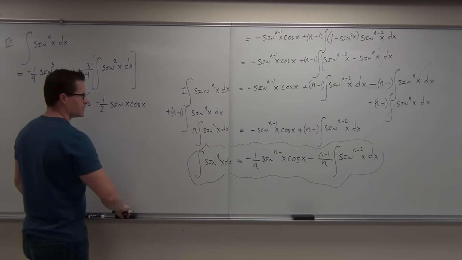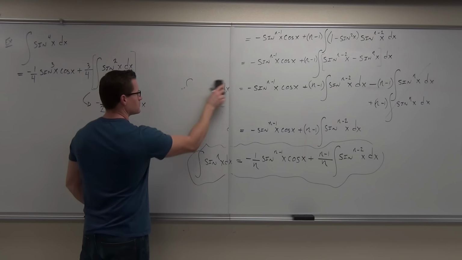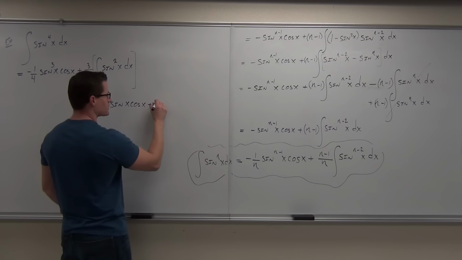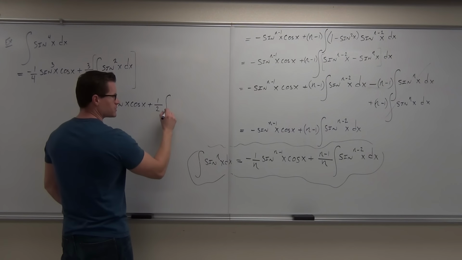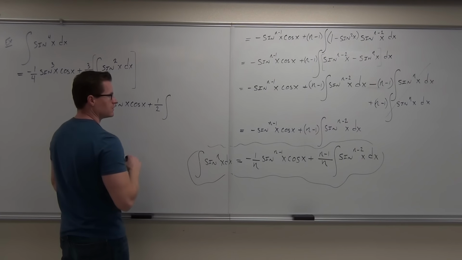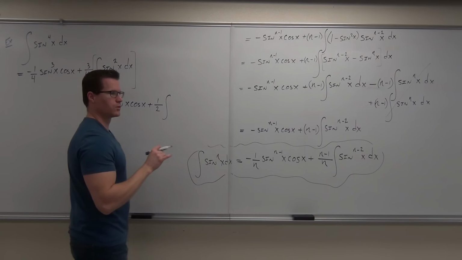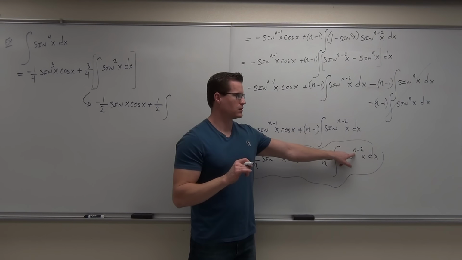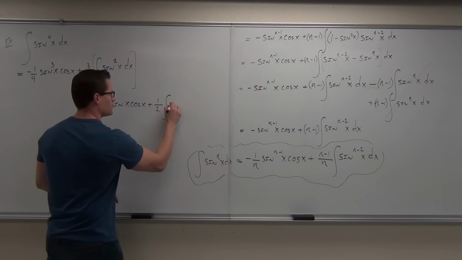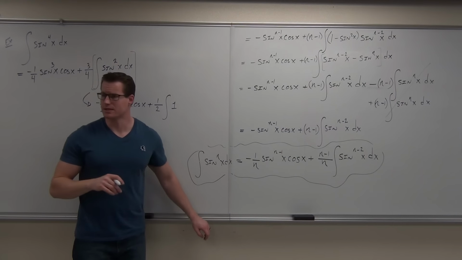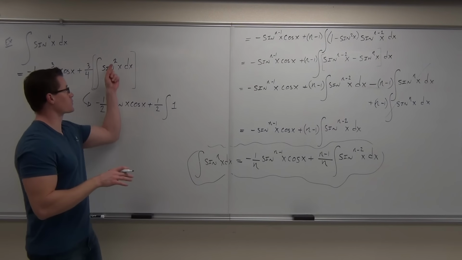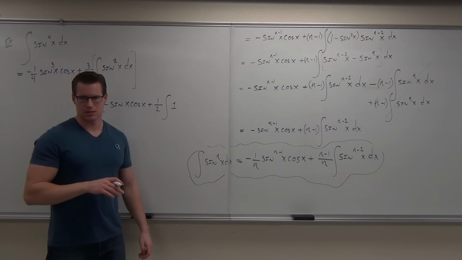Cosine x. I have to erase this part now. Plus. Okay, 2 minus 1, that's 1 over 2. Integral of... Please be careful when you do this. What's our n? What's 2 minus 2? 0. What's anything to the 0 power? 1. Don't you be putting a sine there. That doesn't make any sense at all. If you put sine, then this would have had to be a 3. Does that make sense?